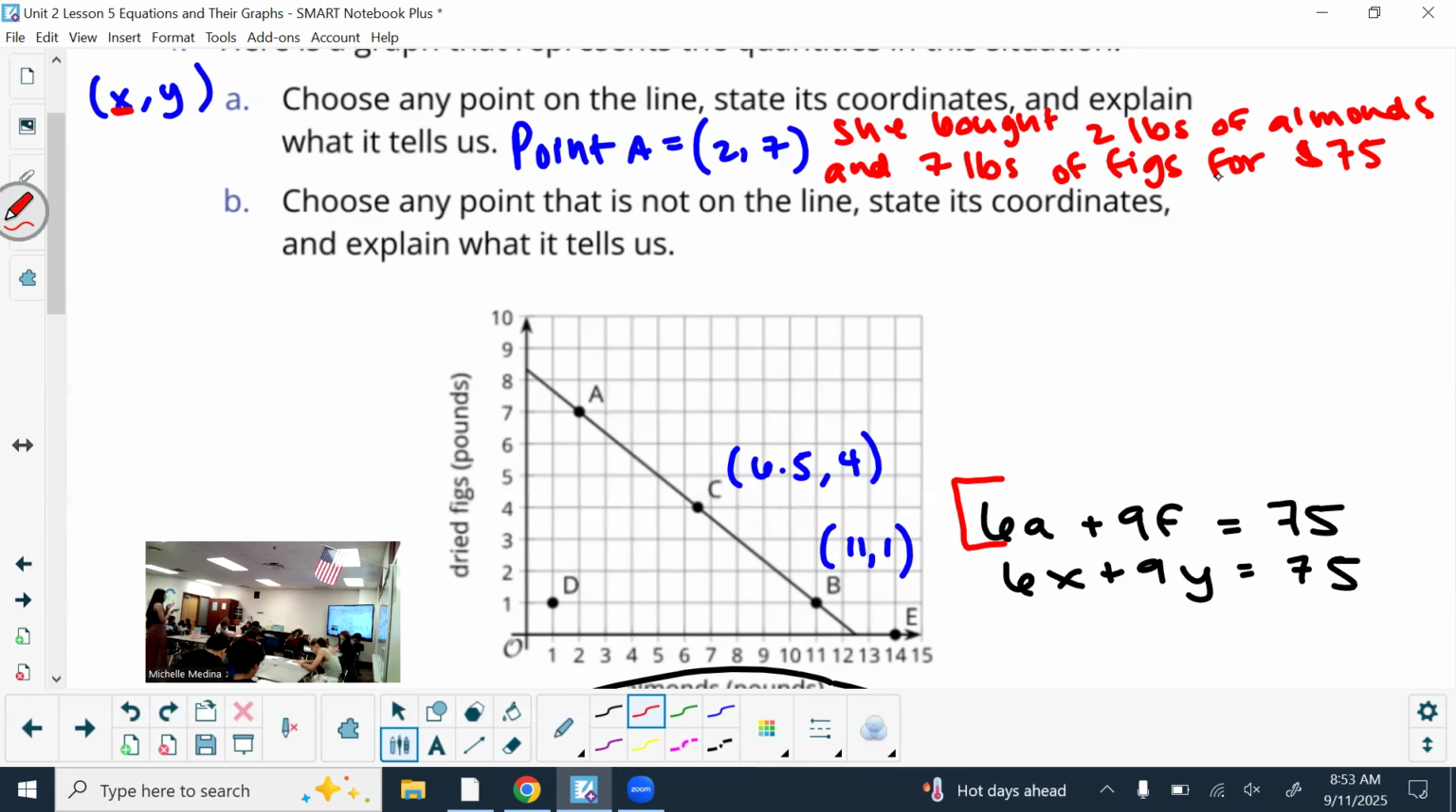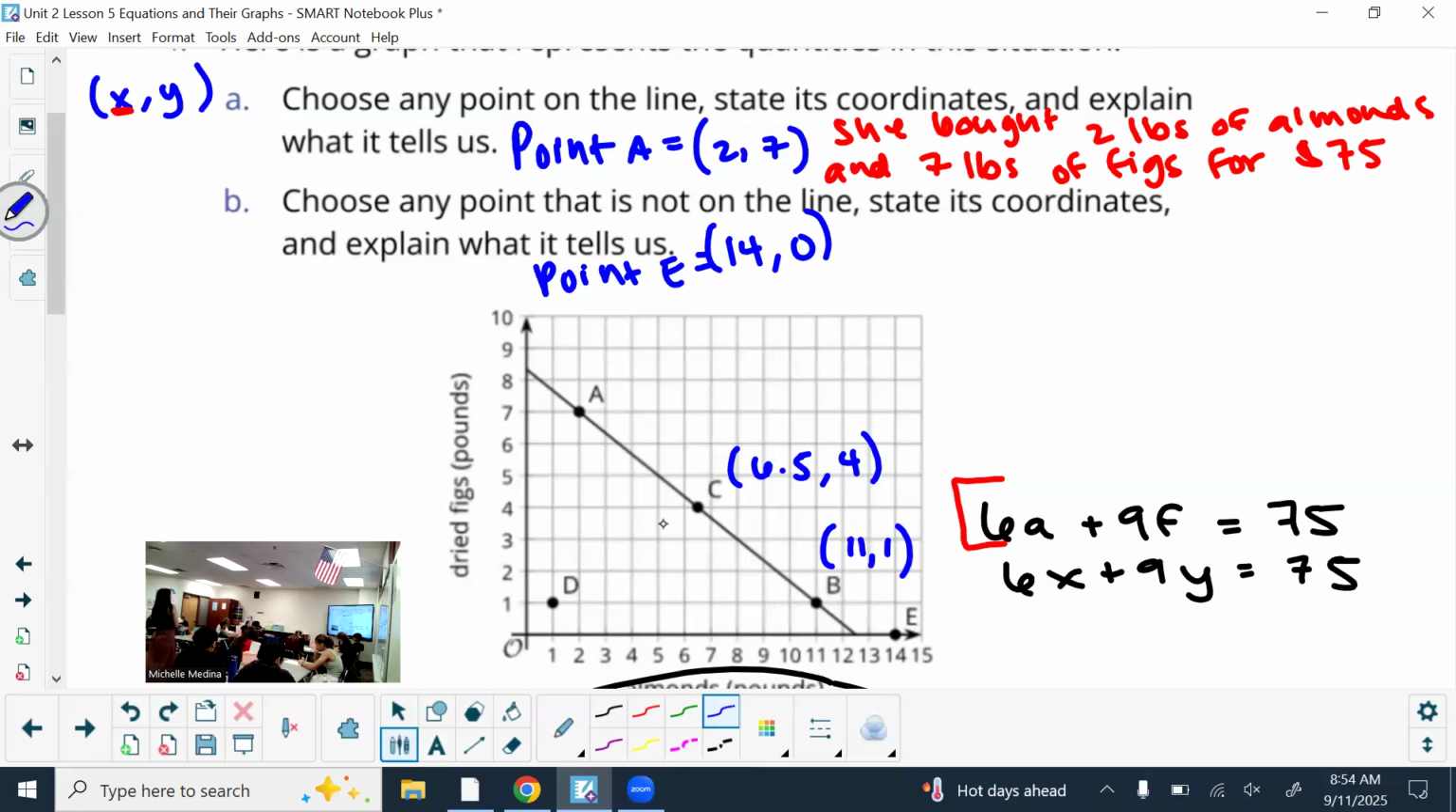Questions on that? I'm pretty sure we did that one earlier. 2, 7 was the answer to number 1. All right, table 6, whoever the reporter was, what's a point that is not on the line? 14, 0. And that's point E, if you want to have that in. That is the coordinates of E. Point, coordinate, ordered pair, they're all talking about the same thing. And that is why it's on the x-axis, because the y is 0. Anytime the y is 0, it's your x-intercept.